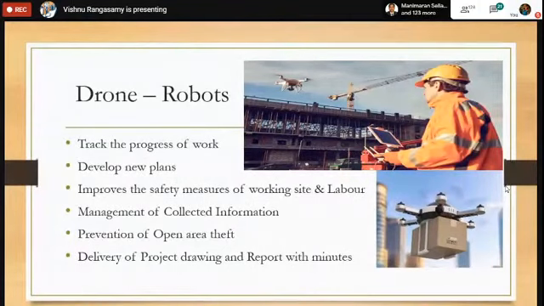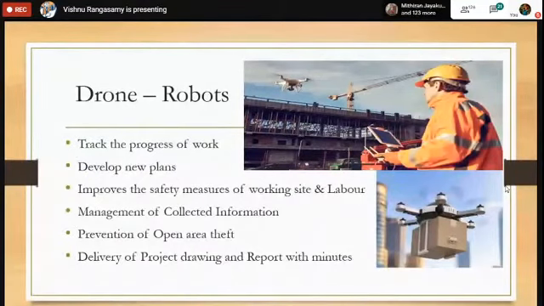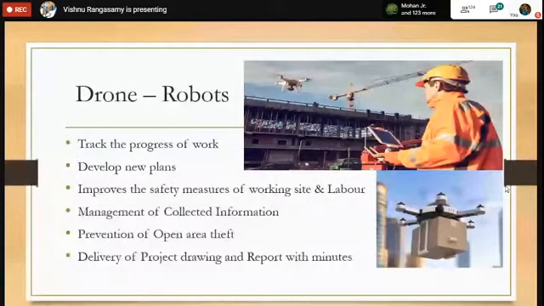Next, delivering project drawings, which the site engineers used to play with, like delivering the project drawings and reports within minutes. If it is a vast area, and there is an office at the entrance where you have a printer machine, where the redrawn drawings are printed, we cannot come to and fro to collect those drawings. So we use these drones. We have a sellotape to tie it. We can deliver the project drawings and reports within minutes.